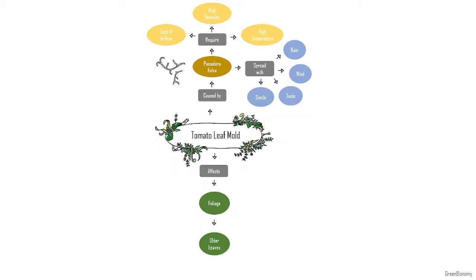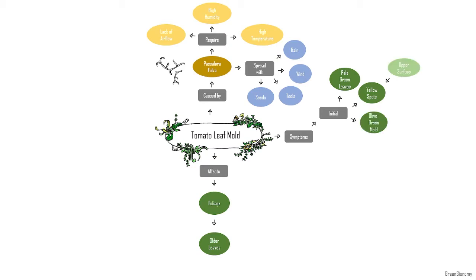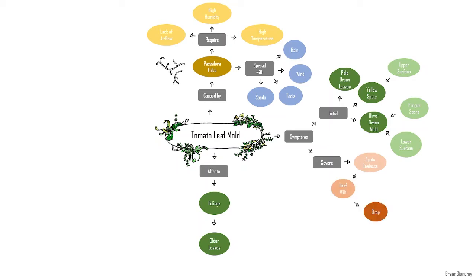foliage. If your plant is infected, the symptoms and problems will be gradual. Initially, the leaves will turn pale green and will develop yellow spots on the upper surface. Also, olive green colored mold will start developing on the lower surface. These are the spores of the fungus that is growing. In the more advanced stage, the yellow spots will coalesce, meaning they will come together to form one, and the leaves will wilt and drop. This, at the scale of the plant, means that the foliage will die.